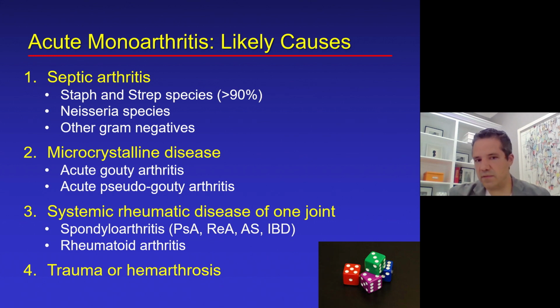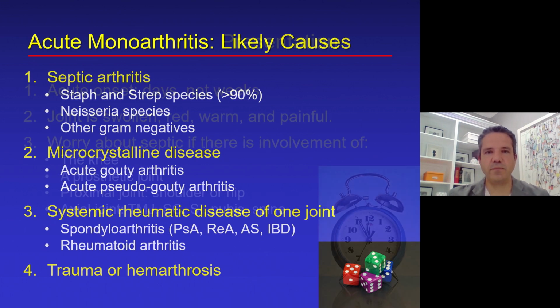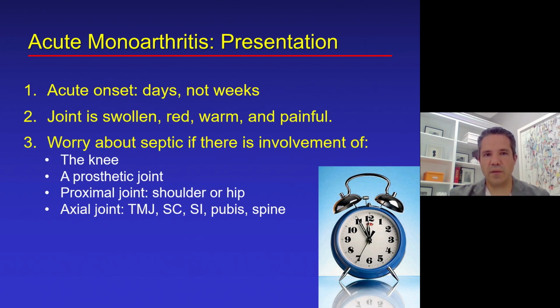That's often the case in spondyloarthritis, like a patient with psoriatic arthritis, reactive arthritis, ankylosing spondylitis, or inflammatory bowel disease. And then rheumatoid arthritis occasionally can have a single inflamed joint, but more likely as a polyarthritis. And the patient with trauma or hemarthrosis can also have a red, warm, swollen joint. The presentation is in hours and days, not weeks. And again, please be aware of the hallmark features of red, warm, and painful.